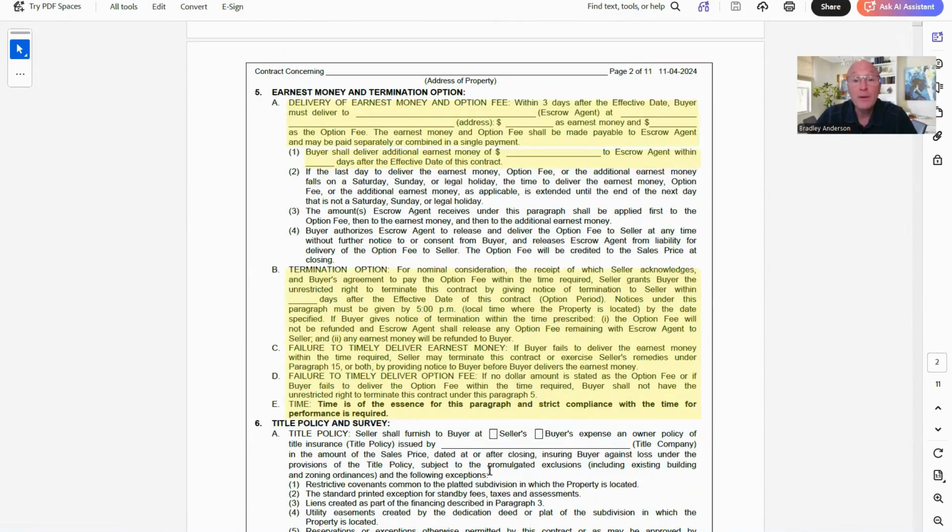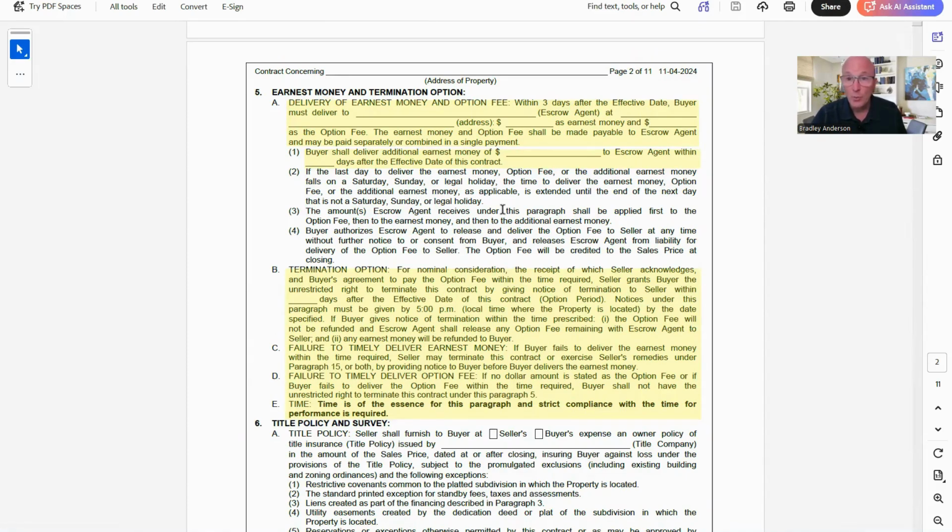So if you go up here, it says that if the last day to deliver the earnest money, option fee, or additional earnest money falls on a Saturday, Sunday, or legal holiday, the time to deliver this earnest money, option fee, or additional money as applicable is extended until the end of the next day that is not a Saturday, Sunday, or legal holiday.